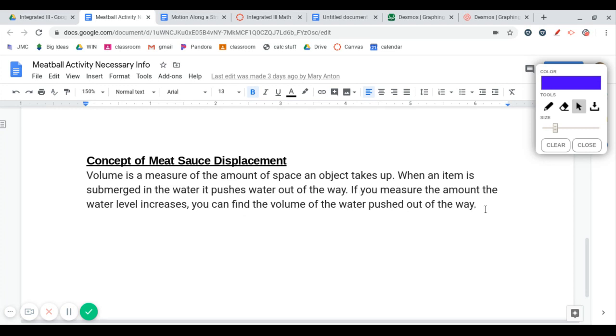In other words, the volume of each meatball, when you put it in, that's how much the sauce level is going to rise. And that's what you need to know about displacement. So I'll say that again. Whatever the volume of each meatball is, when you put that into the sauce, that is the volume that the sauce will rise.